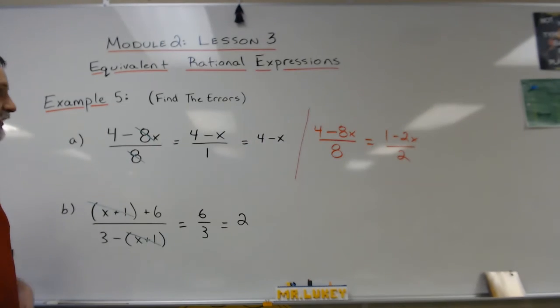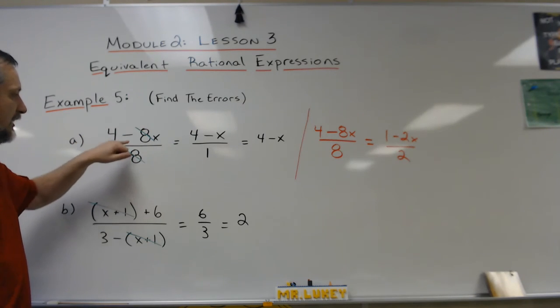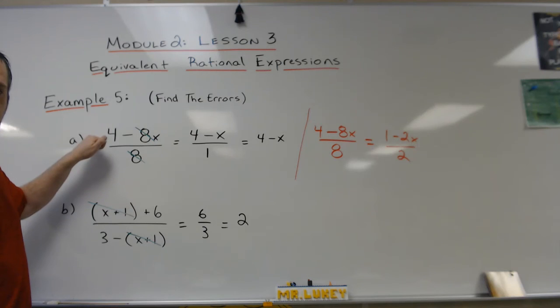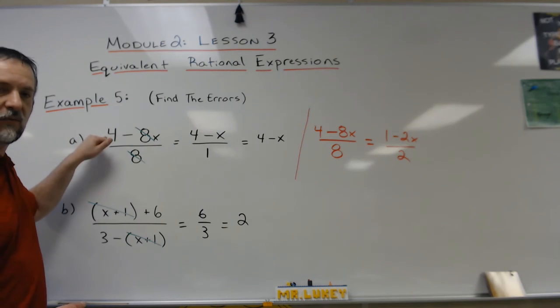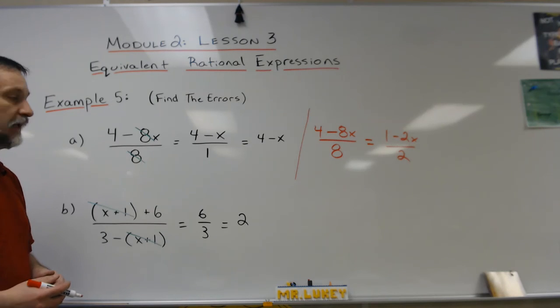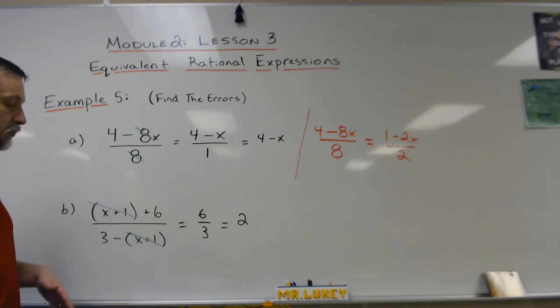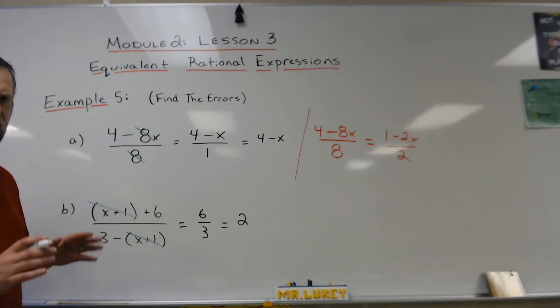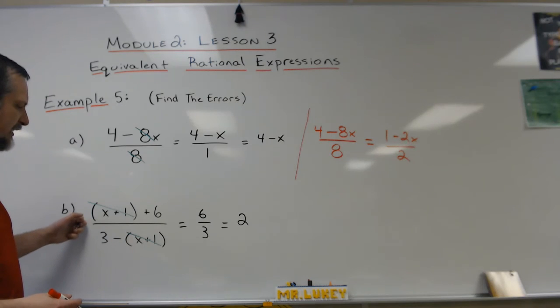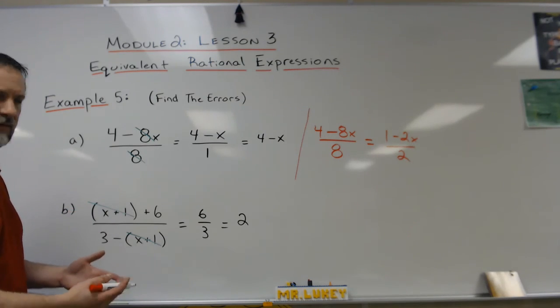And if I look at it right there, that was their problem: they divided just the 8x by 8, and they left the 4 alone. No, we cannot do that. We had 3 terms, they all must be divisible by the same thing. Same thing below, in example B, x plus 1 plus 6 over 3 minus x plus 1 equals, and the thing is, this is not even simplified yet. This is x plus 1 plus 6. We can simplify that further.